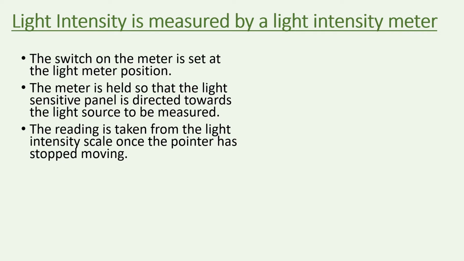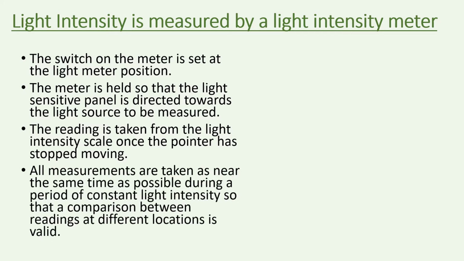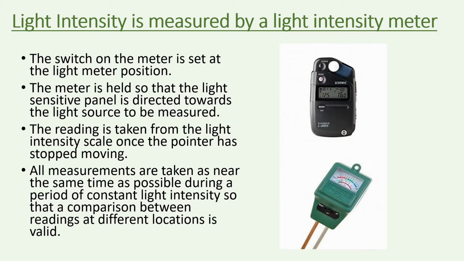Then you need to take the reading from the light intensity scale once the pointer has stopped moving, and then all measurements are taken as near the same time as possible during a period of constant light intensity so that a comparison can be made at different locations, unless you're doing it over time. So there's the two examples of light intensity meters, and you can see the top has the sensor on it.